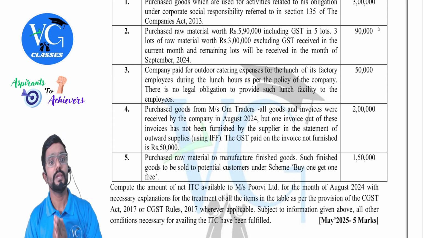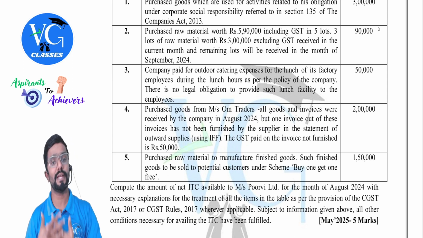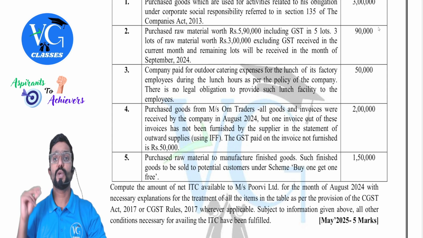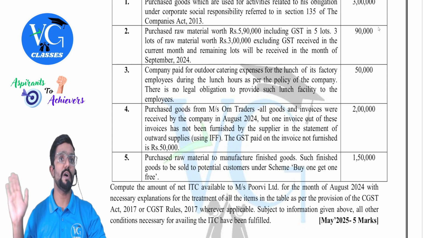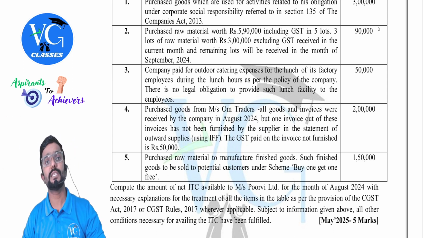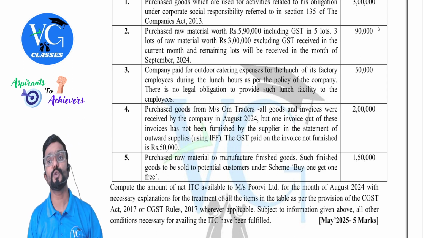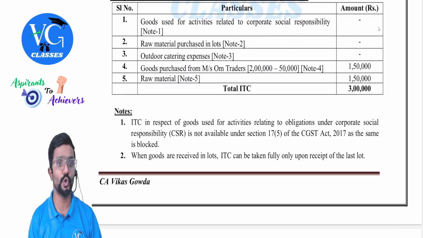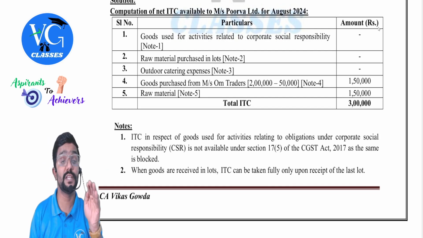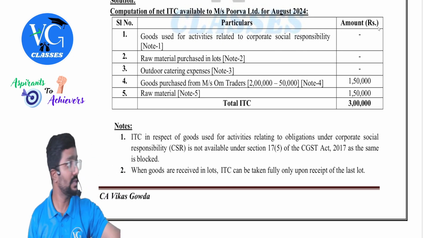Okay. 3 lots of raw material worth 3 lakh excluding GST received in the current month. Remaining lots will be received in the month of September. So can he claim proportionate credit? Sorry. Entire 90,000 will be claimed as and when the last lot is received. This is as per proviso to section 16 subsection 2, guys. No credit. Please be careful, sir. Few lots were received. No, sir. Proportionate to that, can I claim? No, no. Nothing can be claimed now.